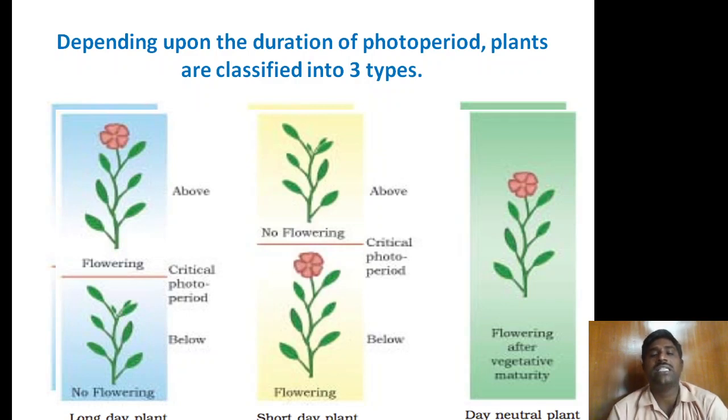Next, in the second case, in the second figure, you see that in the middle one, the short day plant, when the day length is less, that means night time is more, flowering occurs. But there is no flowering above the critical photoperiod in short day plants. In day neutral plants, there is no effect of photoperiodism. Flowering always occurs. That's why they are called day neutral plants.